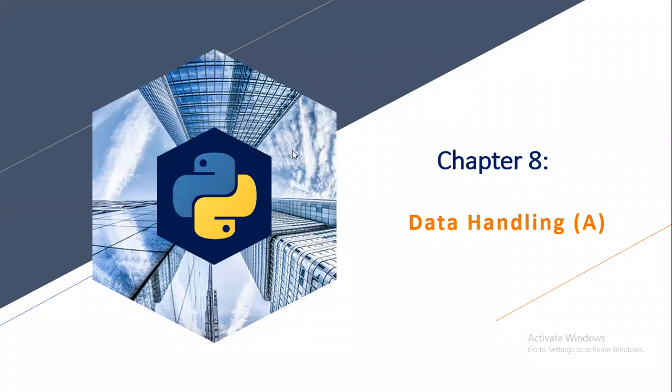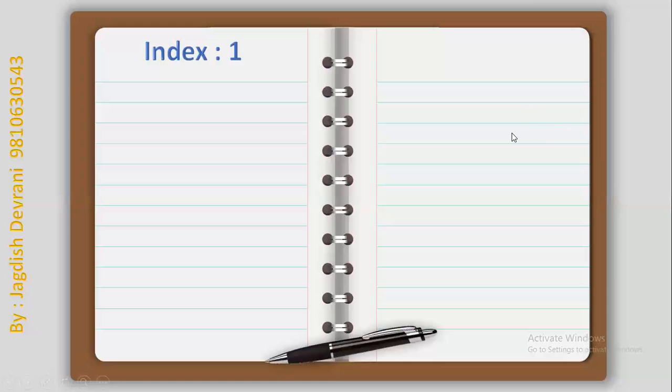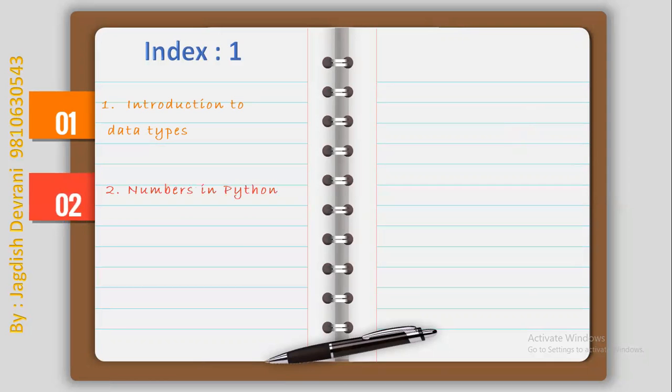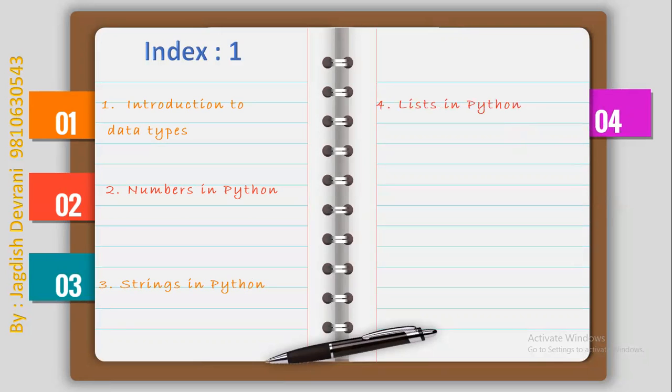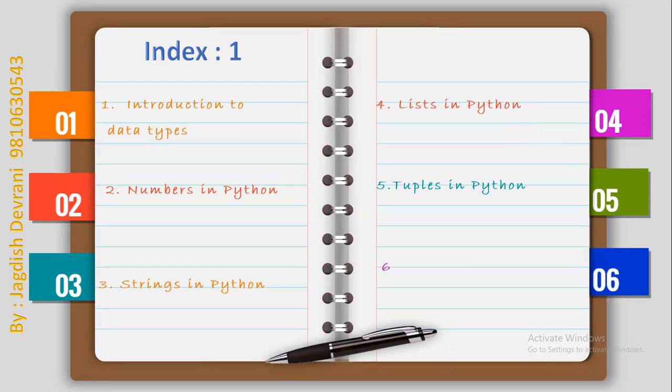So today we'll be discussing chapter number 8, data handling. In this chapter, we'll be studying about the different data types: the numbers in Python, strings, list, tuples, and dictionaries.